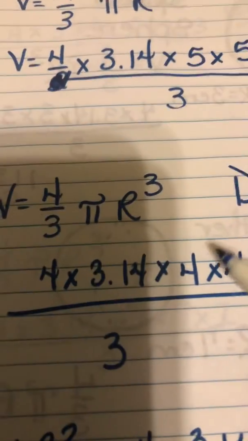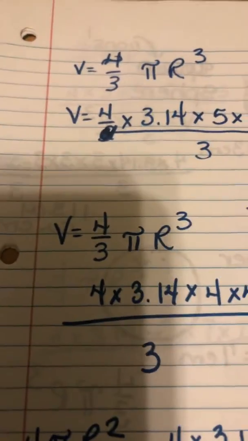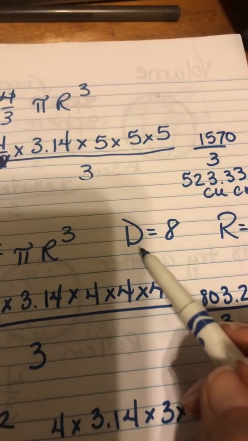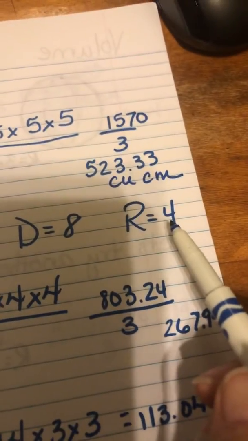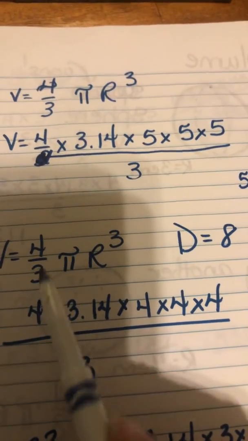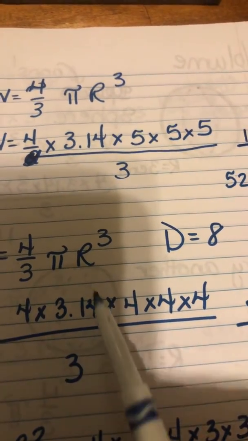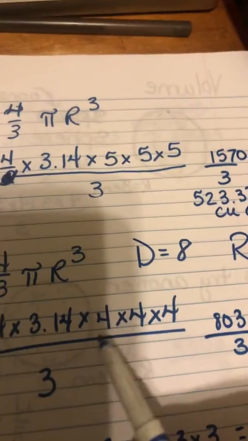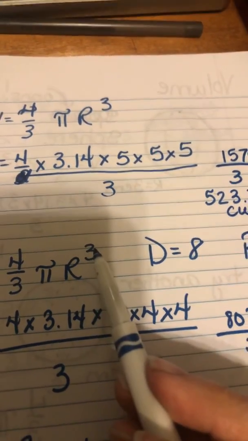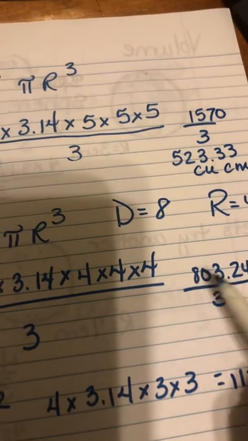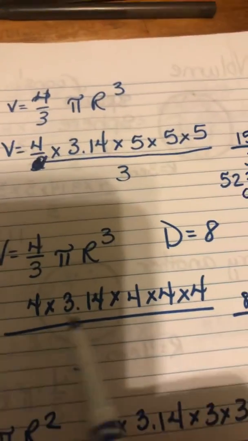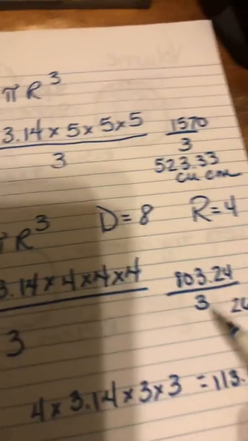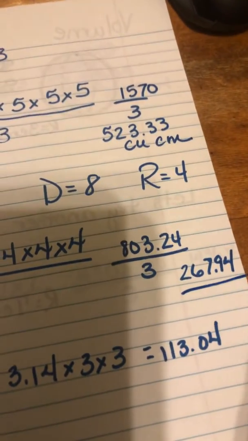This next one was the one I told you to be careful because you were told the diameter is 8. If the diameter is 8, that means my radius is 4. And so then I'm going to say 4 times 3.14. My radius is 4, so I'm going to write it 3 times. And then I'm going to multiply that out. I get 803.24. And then I'm going to divide it by 3. And when I do that, this is my answer.